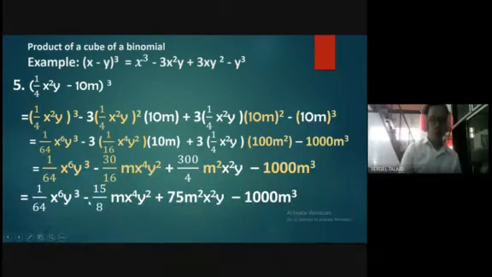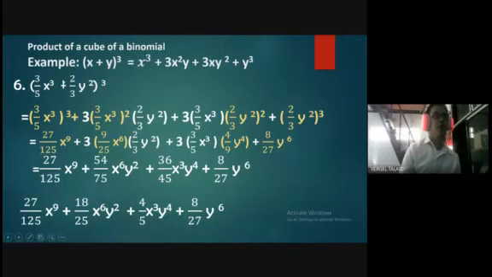So next example, for number 6, the cube of 3/5 x cubed plus 2/3 y squared. Take note, this is a sum of two terms. So we have to use this formula. They're all positives. So getting the cube of x, the cube of 3/5 x cubed.